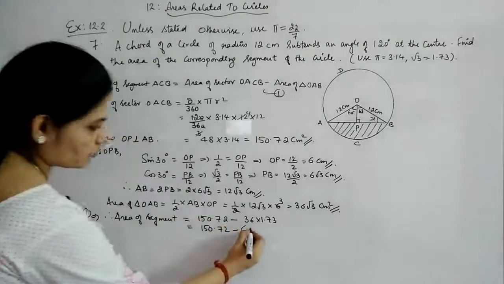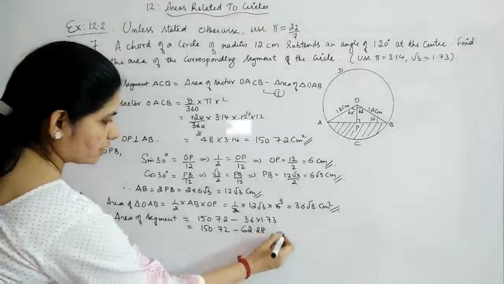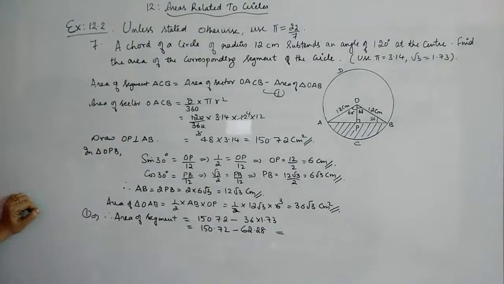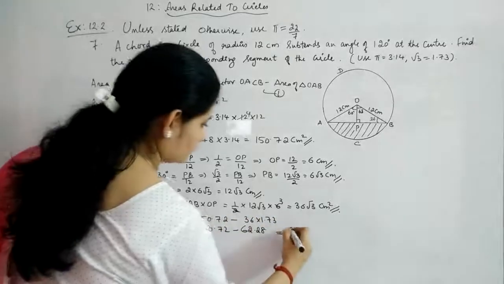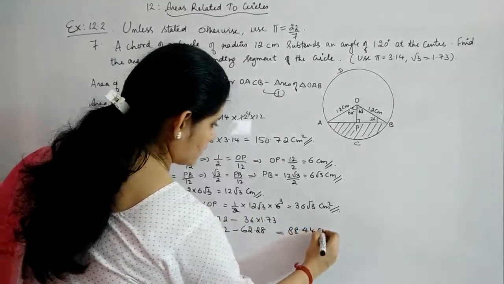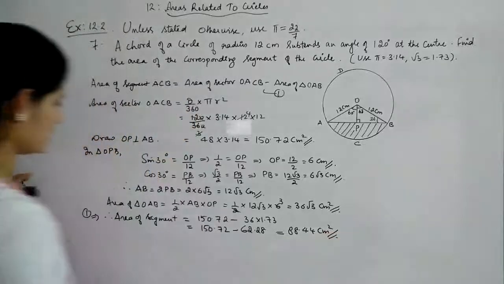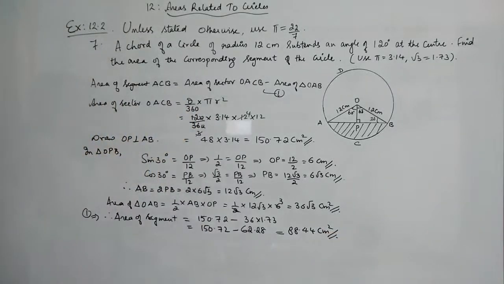62.28. That is equal to again 150.72 minus 62.28, which will give you 88.44 centimeter square. So this is the area of the required segment.